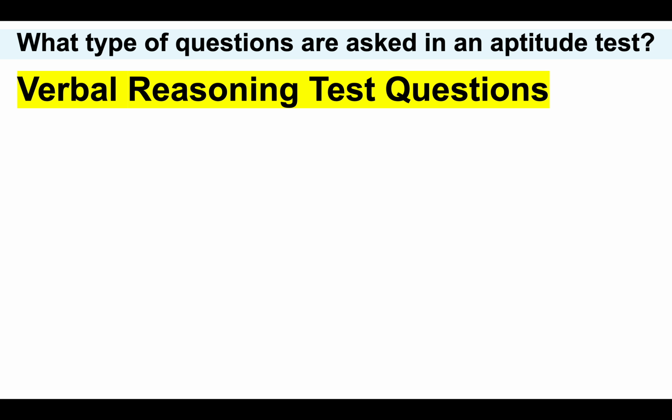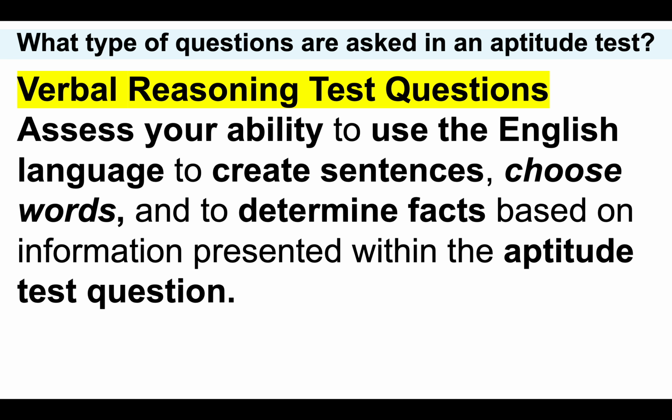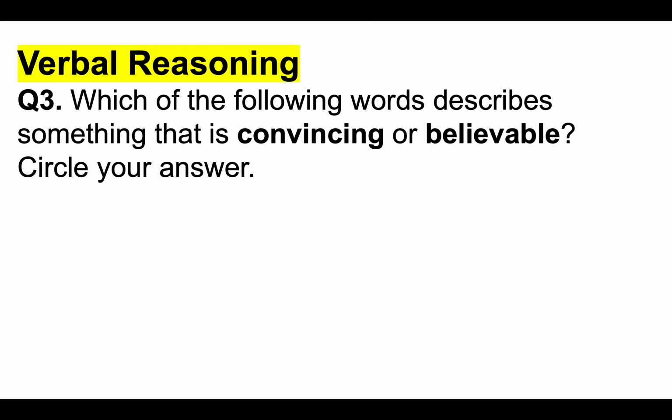of aptitude test. So what type of questions are asked in an aptitude test? Let's take a look at verbal reasoning test questions. Now, verbal reasoning test questions assess your ability to use the English language to create sentences, choose words, and determine facts based on information presented within the aptitude test question. So let's take a look at an example question, and I will then get you to try one.